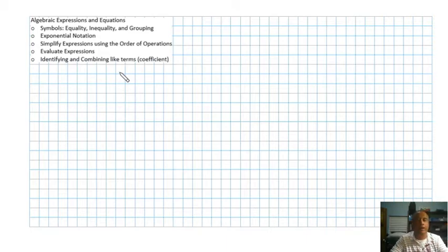We'll also be looking at identifying and combining like terms in expressions in order to simplify expressions. Okay, so let's get started.